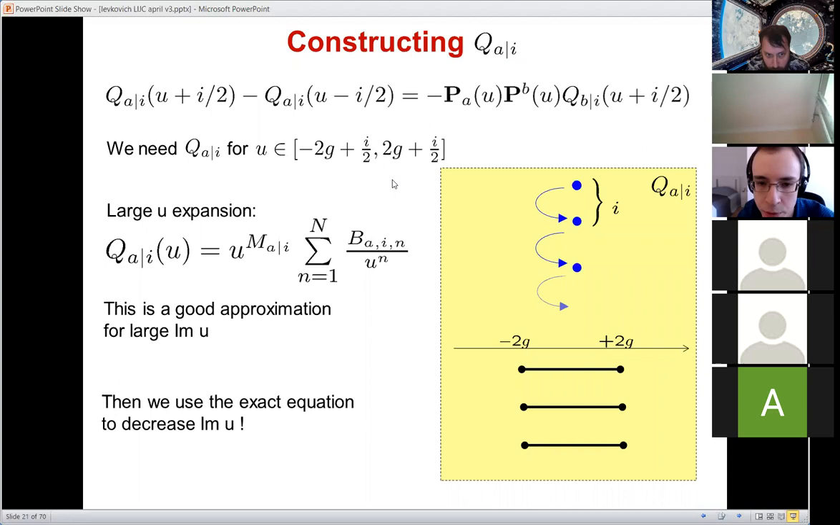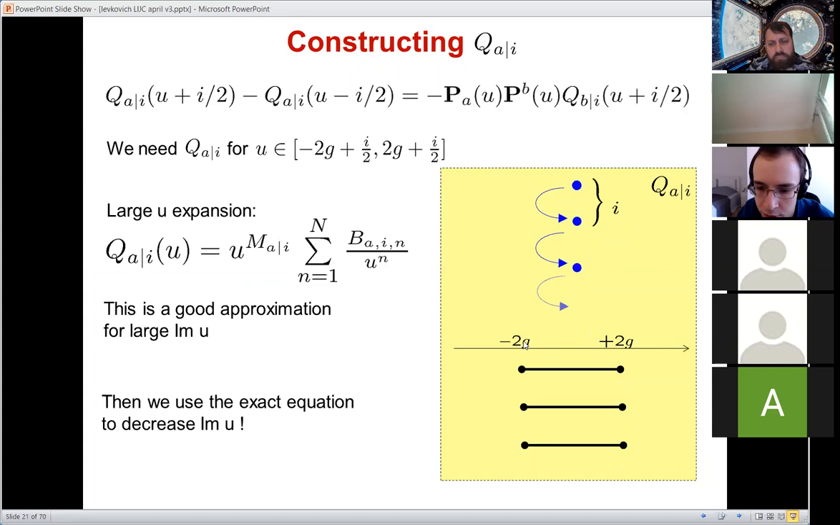Namely, we start from a large U, high up in the complex plane. There we can just plug in a large U expansion with some unknown coefficients. So Q is just a power series. Once we plug it into here, we immediately fix these coefficients order by order in terms of the P functions that we know. This is a very simple linear problem that can be solved numerically with great efficiency. So given P functions, what is the large U expansion of QAI? This gives us a good approximation to the true functions when the imaginary part of U is large. And then the next step is we decrease the imaginary part of U step by step by I each time using this equation, which relates Q's at points separated by I. If we know them high enough above, we just use the equation multiple times and arrive at any point we like.